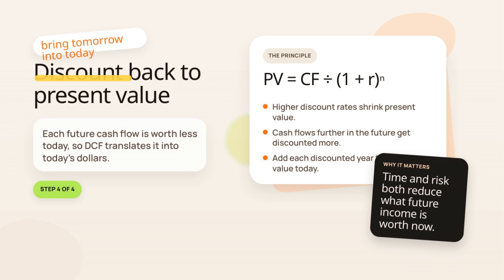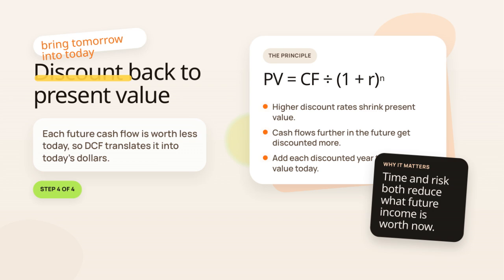The key formula here is present value equals cash flow divided by 1 plus the discount rate raised to the power of the number of periods. When the discount rate is higher, it reduces the present value, meaning future cash flows are considered less valuable today. Also, cash flows that occur further in the future are discounted more heavily since there's more uncertainty and a longer wait.